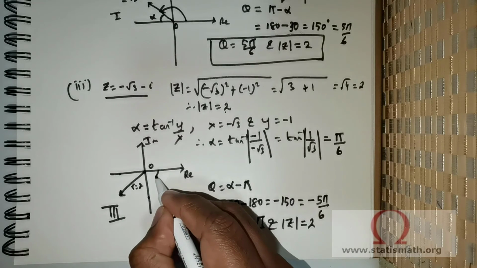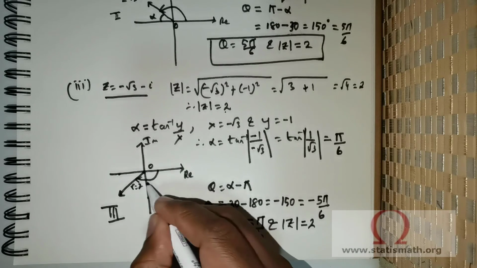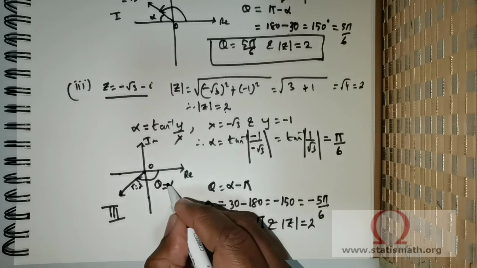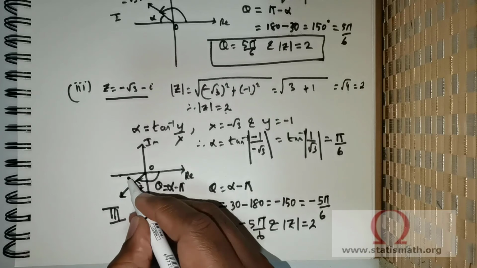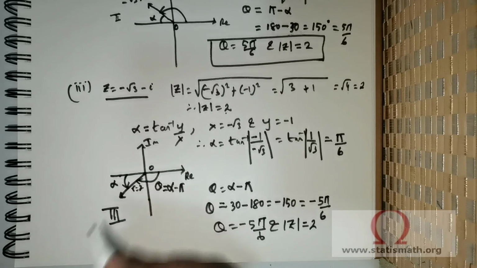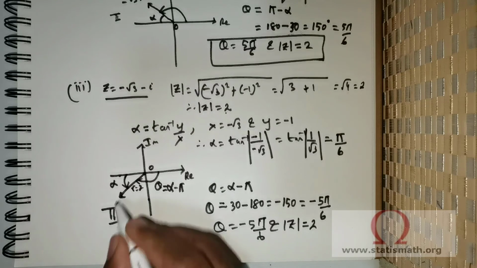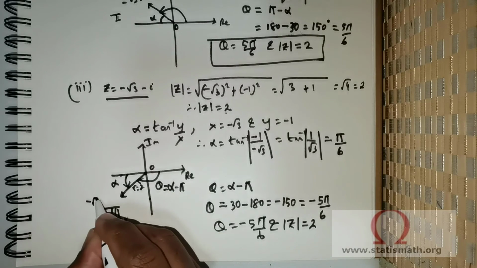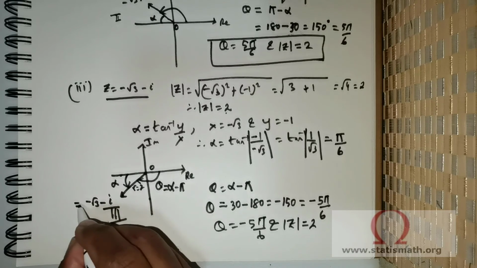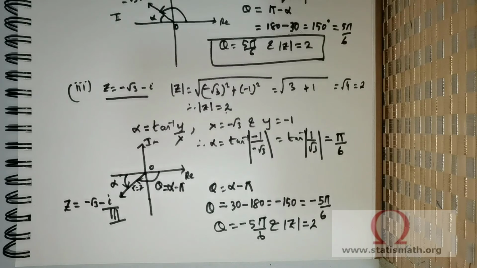However, if you want to represent theta, theta would be taken in this direction. You can write down theta to be equal to alpha minus pi, and alpha would be featuring from here, and that completes the solution to this question. In fact, you can just place the complex number -√3 - i is equal to z. So this is the complete solution for this question.